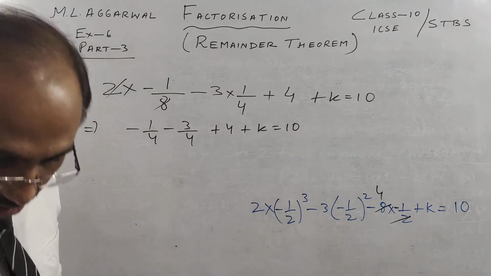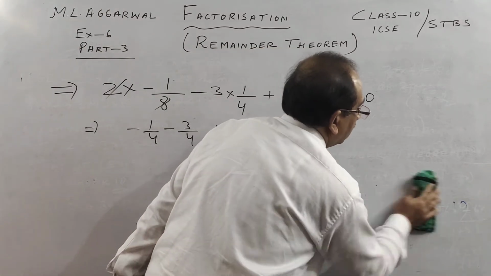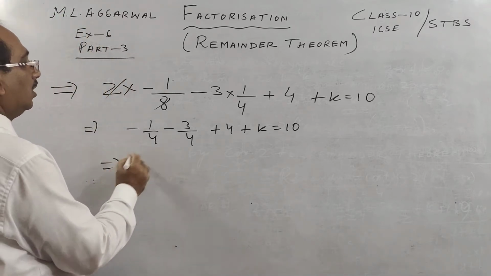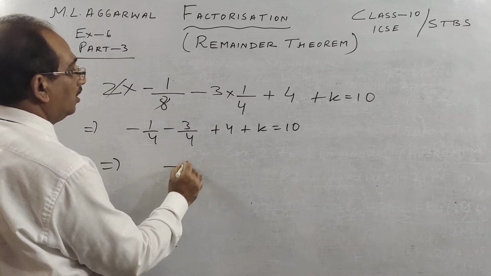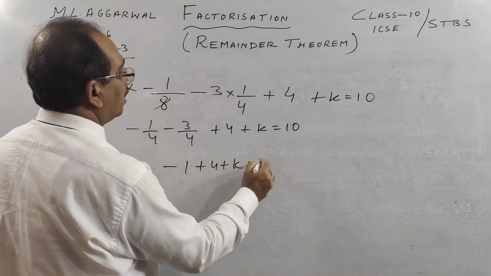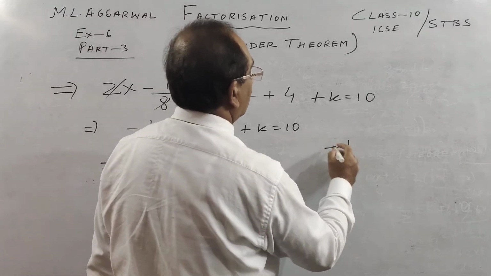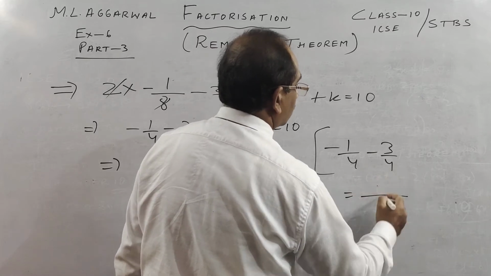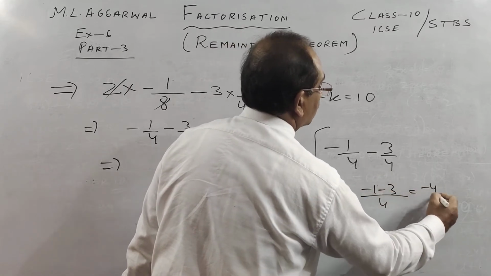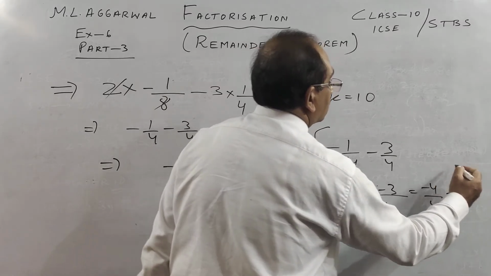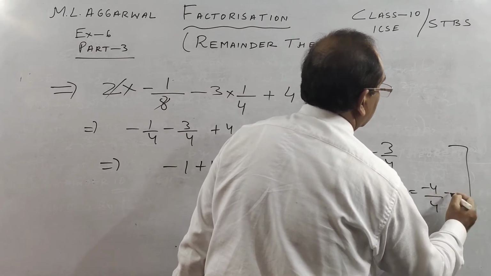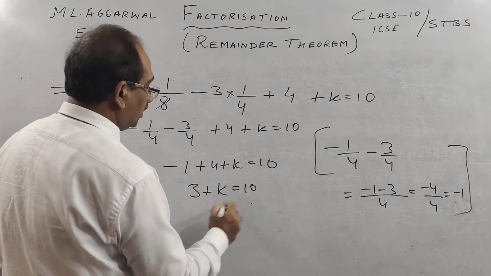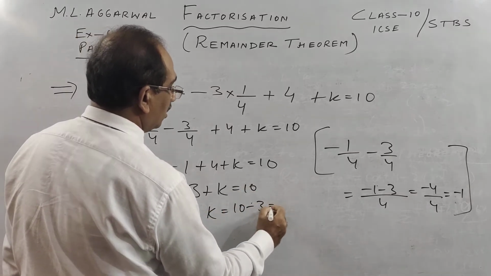So I'm going to rub what is here, and finally we get a simple equation in k, and we can solve. If you see together, this will give you 1. So minus 1 plus 4 plus k is 10. This you can solve here, or I'm showing you with a common denominator: minus 1 minus 3, so minus 4 by 4, which is minus 1. So this is minus 1. So here you get 3 plus k is 10. K is 10 minus 3, which is 7.